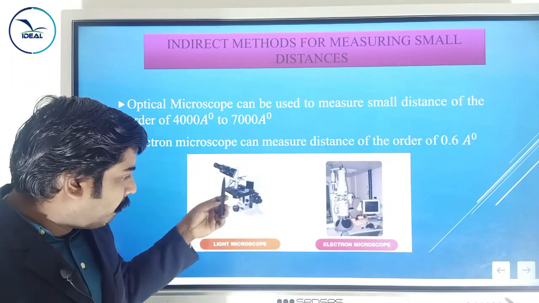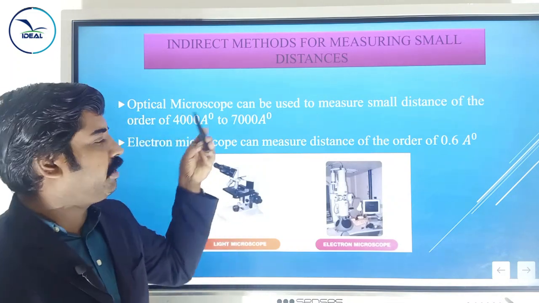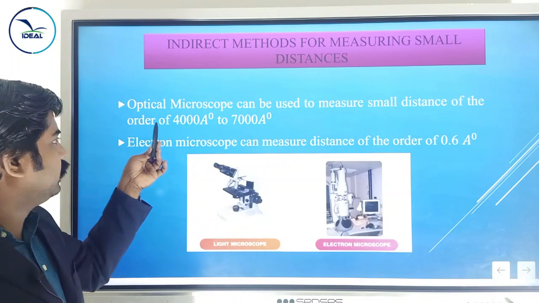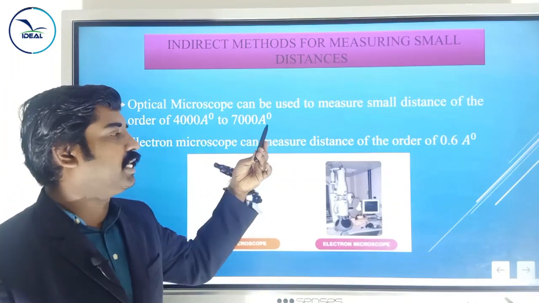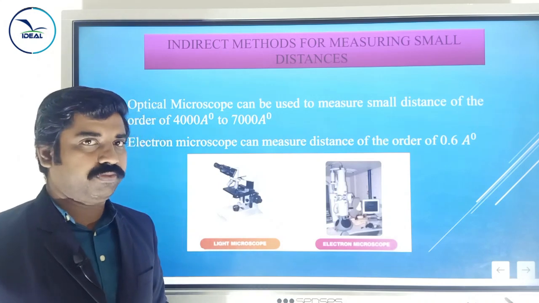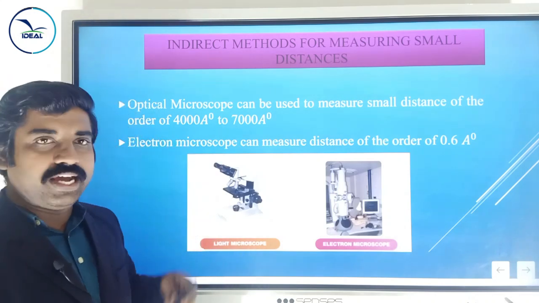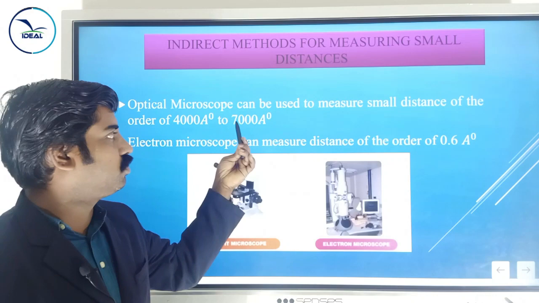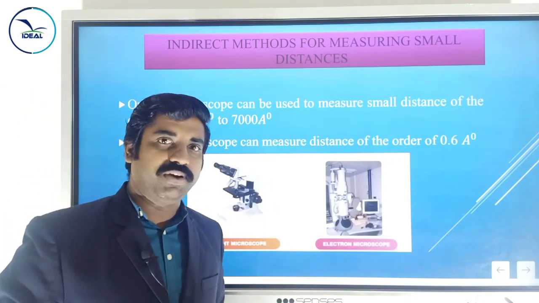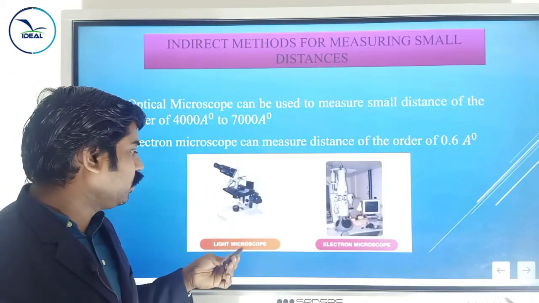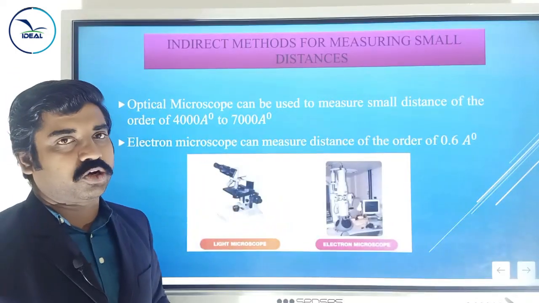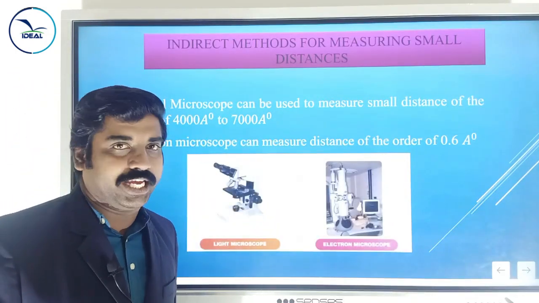We can use a light microscope or optical microscope for measuring lengths of 4000 Angstrom to 7000 Angstrom. That is the wavelength of light. Objects in that range can be measured by using a light microscope or optical microscope.